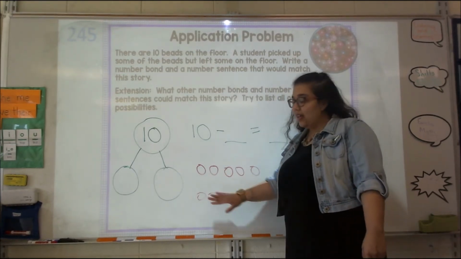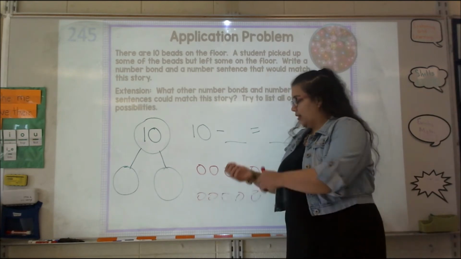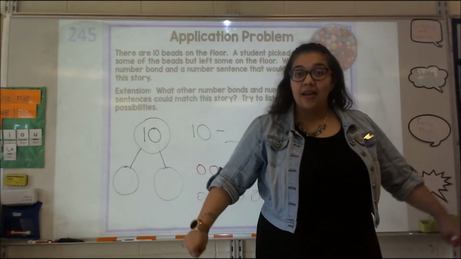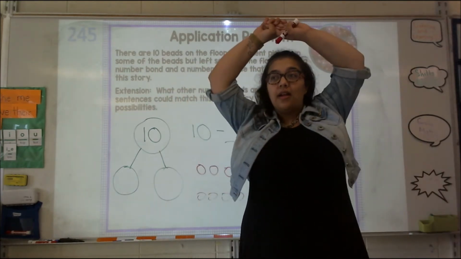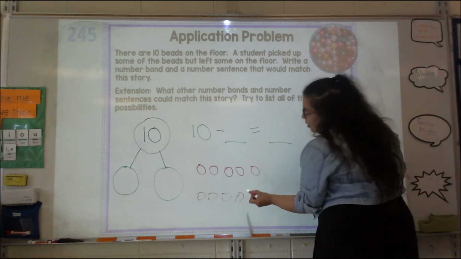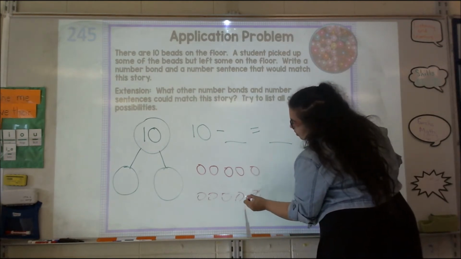Do you see what I'm saying? Taking away 1 from one side puts that 1 on the other side because our whole still has to be 10. They still have to make it 10. So how about we pick up half the beads?